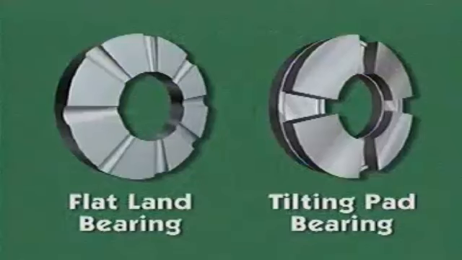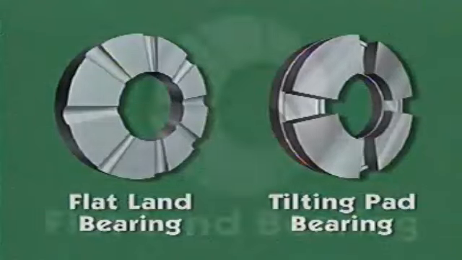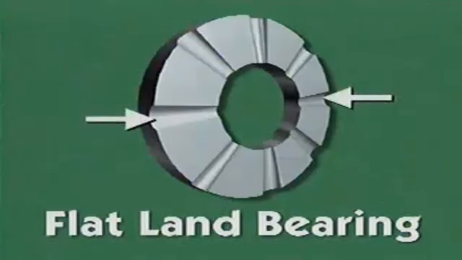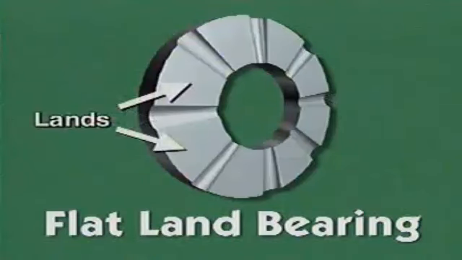We'll look at two general types of thrust bearings: flat land bearings and tilting pad bearings. This flat land bearing is one of the simplest types of thrust bearings. It is a solid piece with no movable parts. Grooves in the bearing divide it into sections called lands.